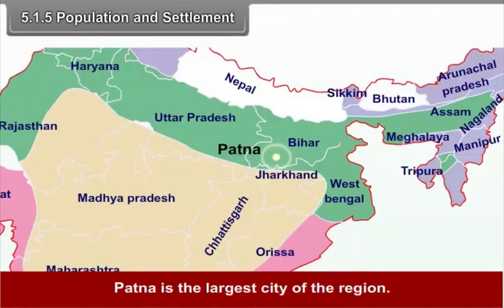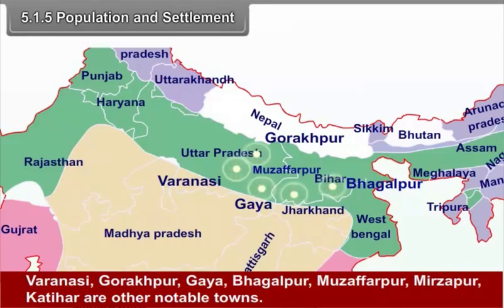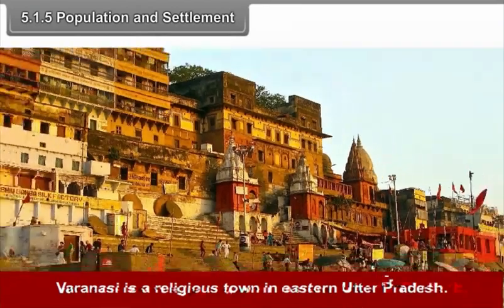Patna is the largest city of the region. Varanasi, Gorakhpur, Gaya, Bhagalpur, Muzaffarpur, Mirzapur and Katihar are other notable towns. Varanasi is a religious town in eastern Uttar Pradesh.